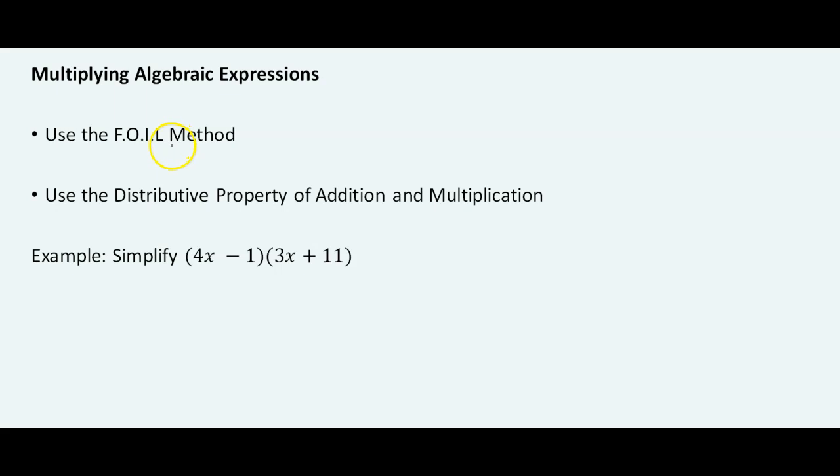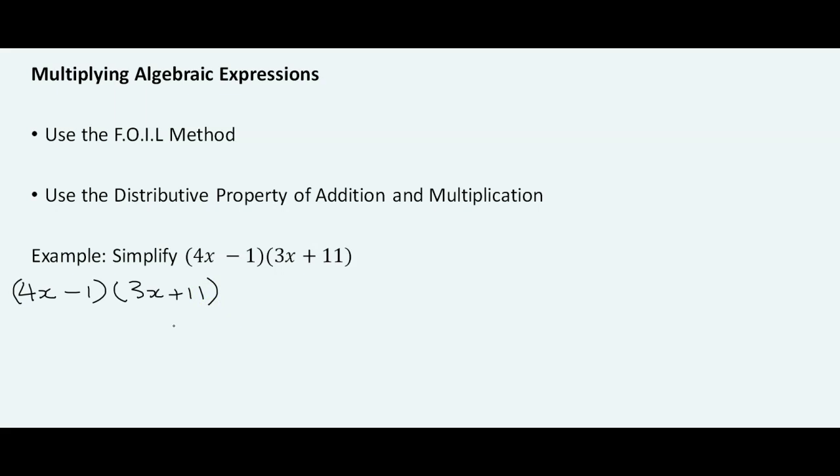There are two ways to generally multiply algebraic expressions. We have the FOIL method, and then we also have the distributive property of addition and multiplication method. Let's go ahead and show you the two different methods. So we have 4x minus 1 multiplied by 3x plus 11.